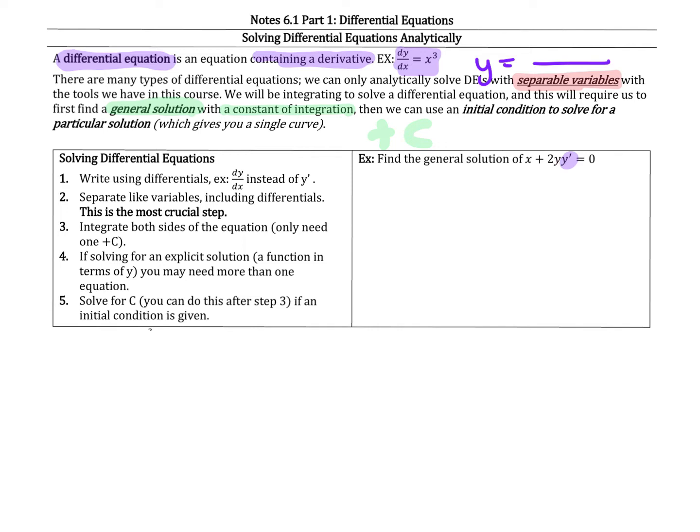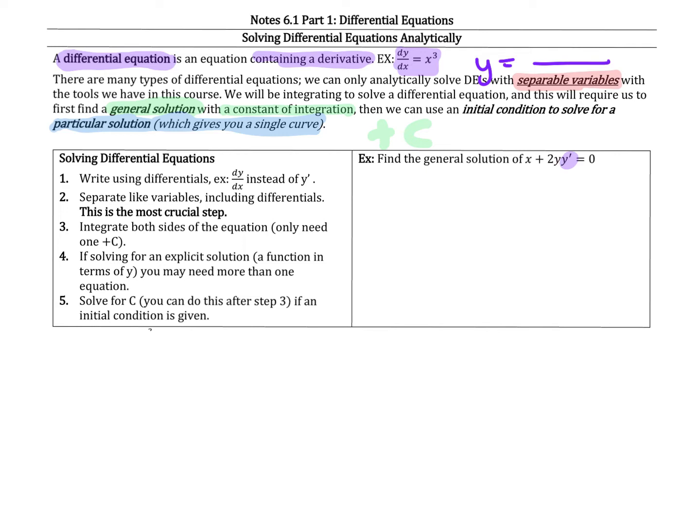But then if we're given an initial condition, or if we're given any one point, then we could take that one point and find a particular solution, which gives us a specific curve, or an exact function with no more plus c. So let's look at some examples and work through these together.